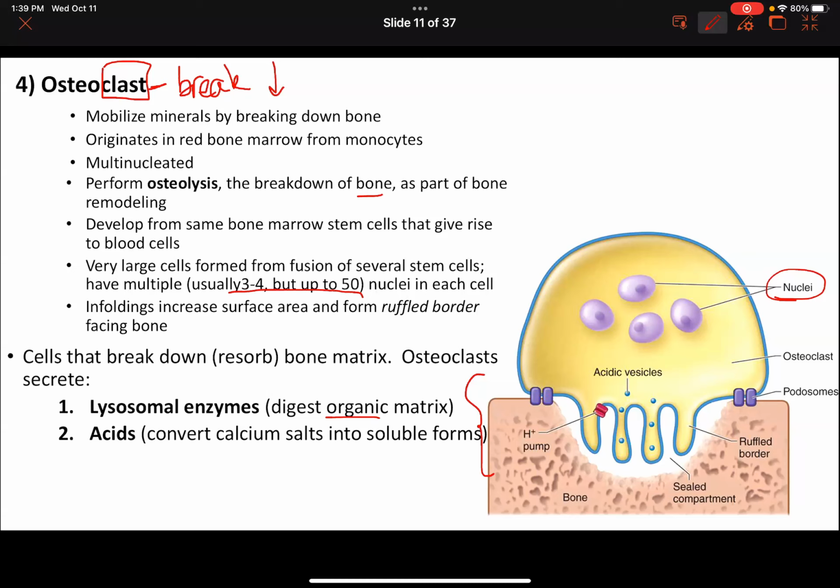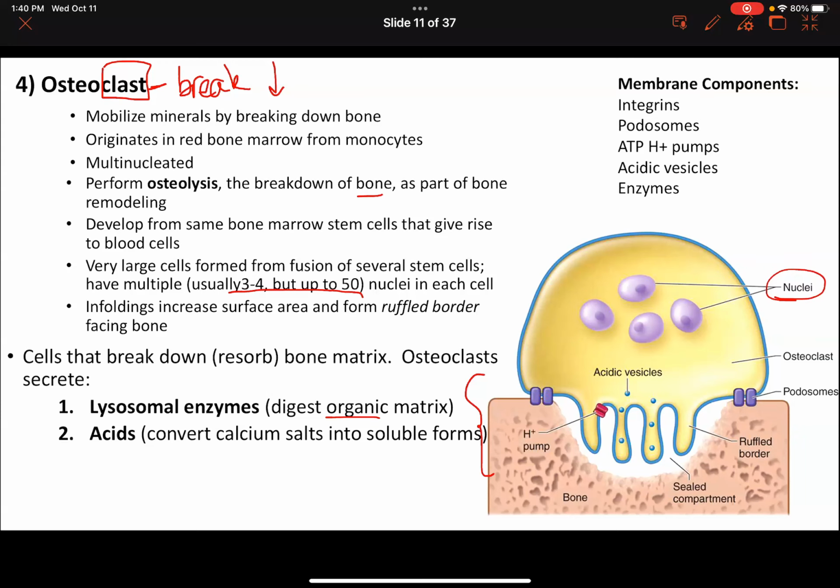And then there's acids that are also released by osteoclasts, and these acids take those inorganic components and turn them into soluble forms. So for instance, calcium salts are converted by these acids into a soluble form that can be moved around and through the blood system or the bloodstream.